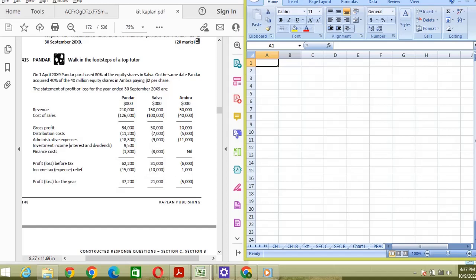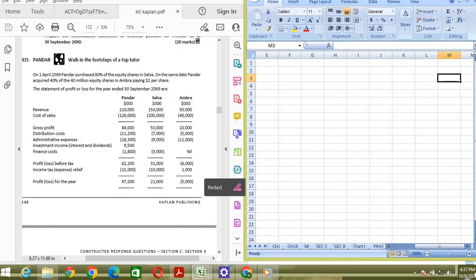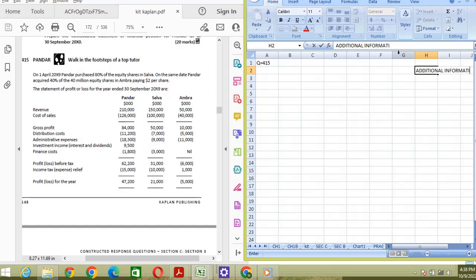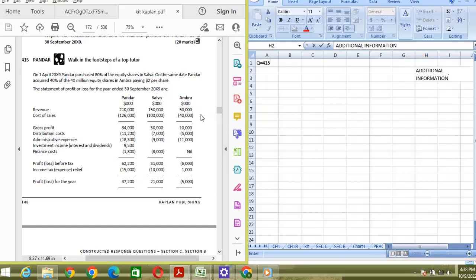So let's move to the question. The question is number 415. We will leave a few spaces and do the working here over the side. First we will write down the additional information, and let's read out the requirement of the question.